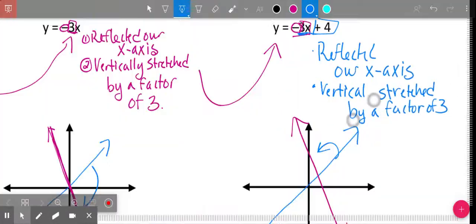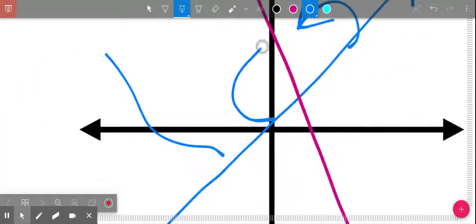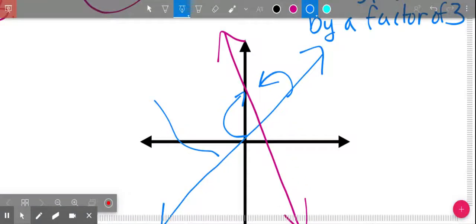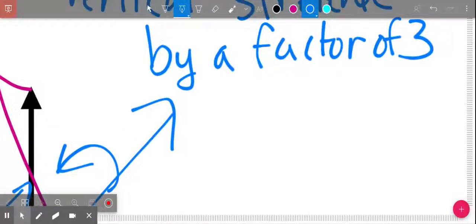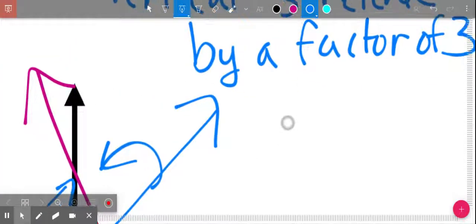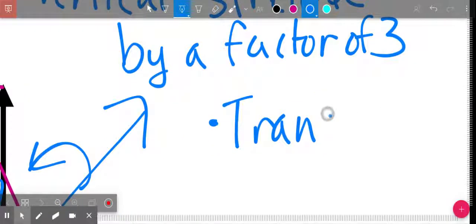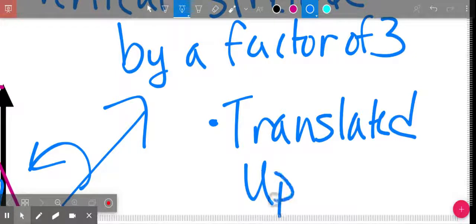And then last but not least, we went from 0 all the way up here. So that means that the whole graph was moved up. So we're going to say it was translated up how many units? 4 units, because we added the 4.